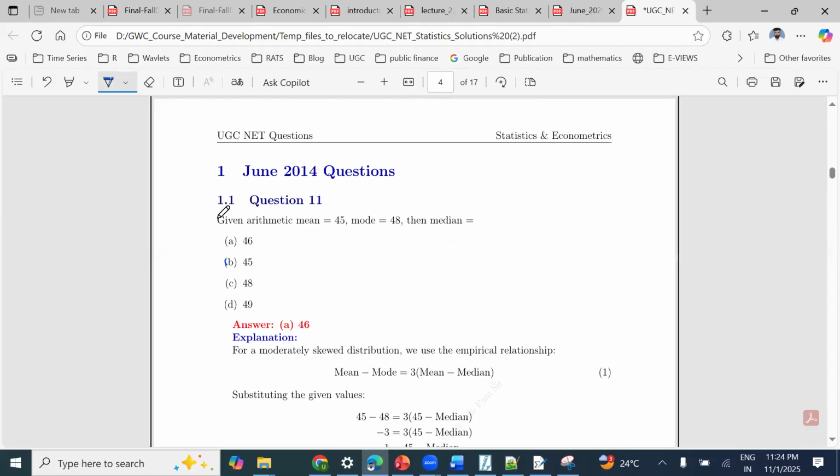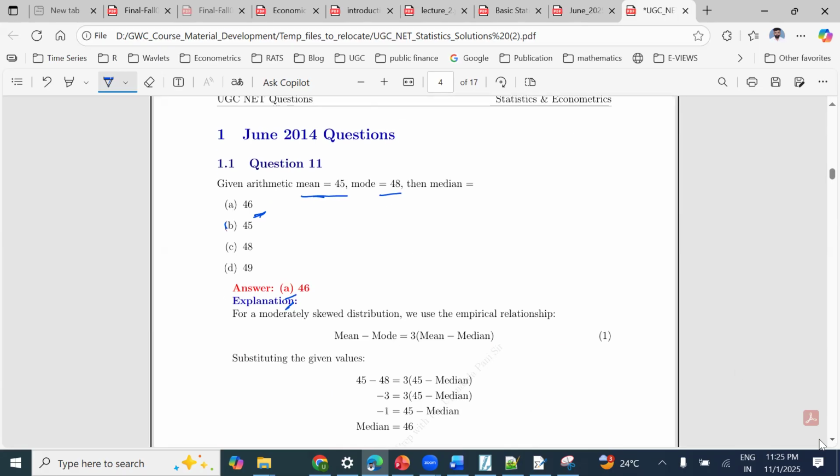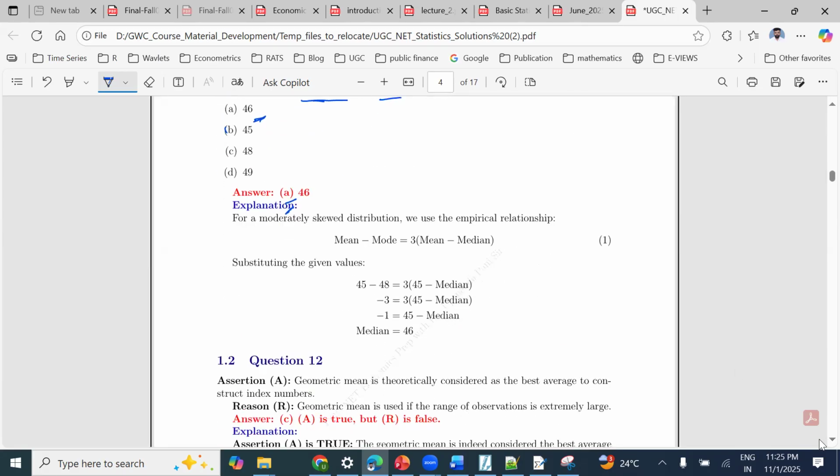What is given to us? Mean is given 45, mode is given 48, and you have to find out median. So how quick you can do it? You just see the formula over here, isn't it? What is the formula? Mean minus mode will be equal to 3 times mean minus median, right?